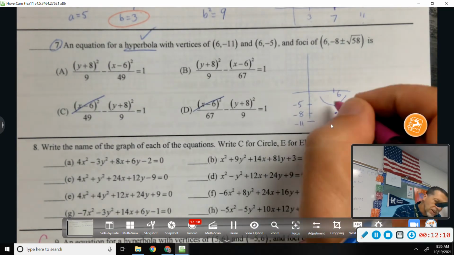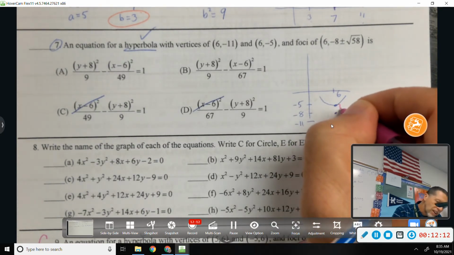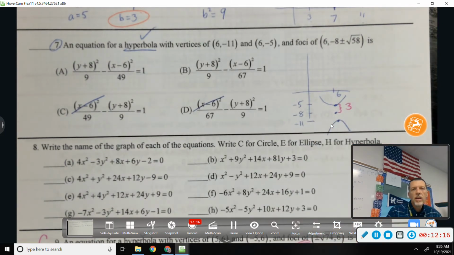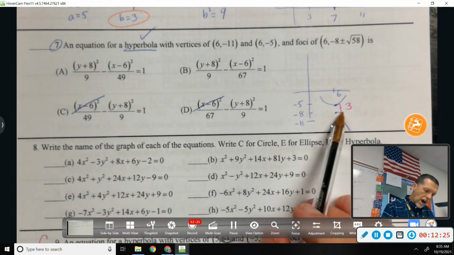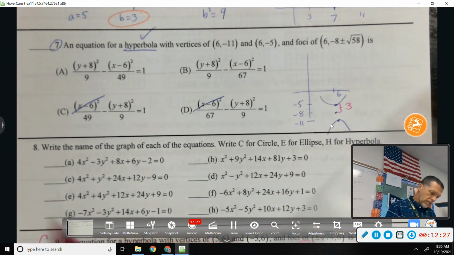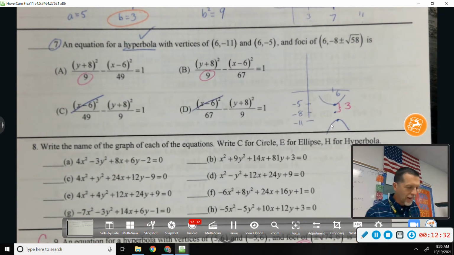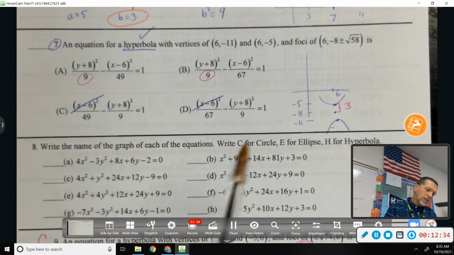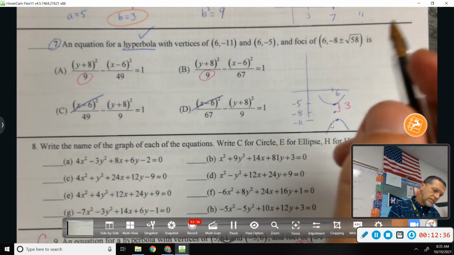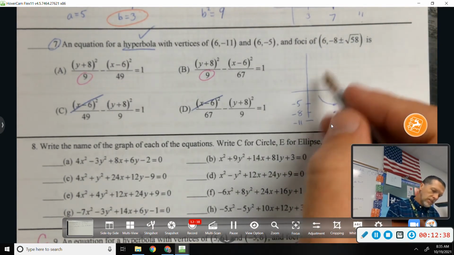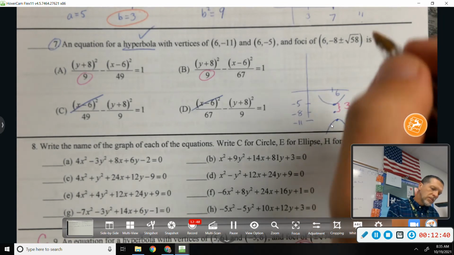Oh, and here we go. Distance from center to vertex is 3. But so 3 squared is 9. And the 9 needs to go under the y. Oh, but they both have that. Yeah, it's exact. Well, that's not helpful then. So, foci. 6, negative 8, plus or minus square root of 58.